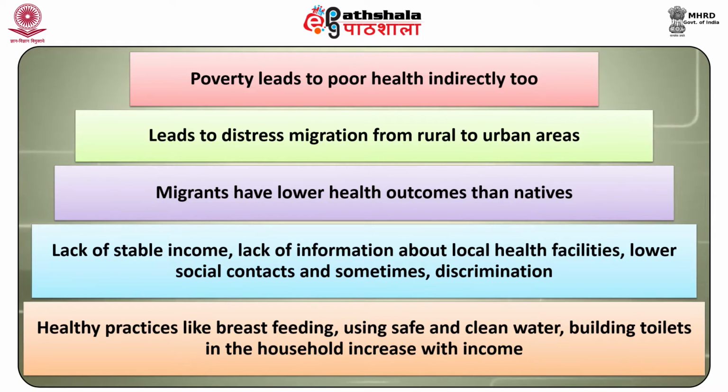Poverty leads to poor health indirectly too. Poverty leads to distress migration from rural to urban areas, and it has been noted in a number of studies that migrants have lower health outcomes than natives. Lack of stable income, lack of information about local health facilities, lower social contacts, and sometimes discrimination are some of the most common factors linked to poor health of migrants. There is also evidence that health practices like breastfeeding, using safe and clean water, and building toilets in the household increase with income. Hence, increasing income of the poor will certainly lead to better health outcomes for the children.